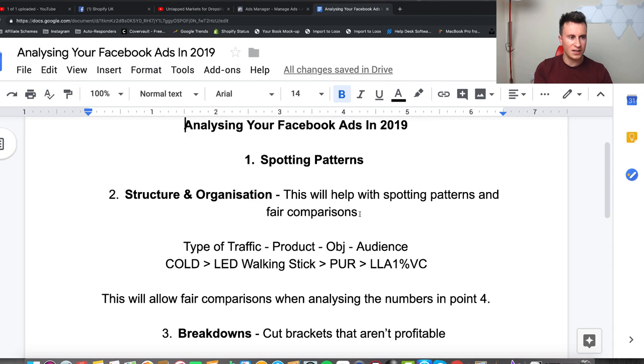So when you go out there and name your campaigns, name your ad sets, then this is the structure I want you guys to follow, so that when you do filter the ad sets and when you are looking at the names of the ad sets versus the numbers, then you're making fair comparisons. Because if you don't spot a pattern within a fair comparison, then the numbers are going to be skewed, and it's going to give you a false representation of whether you need to switch the ad set off or keep it running.